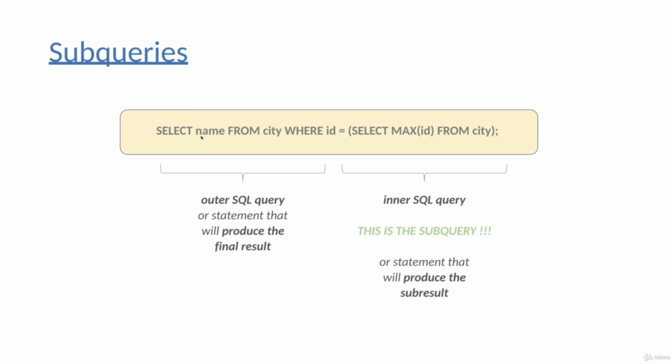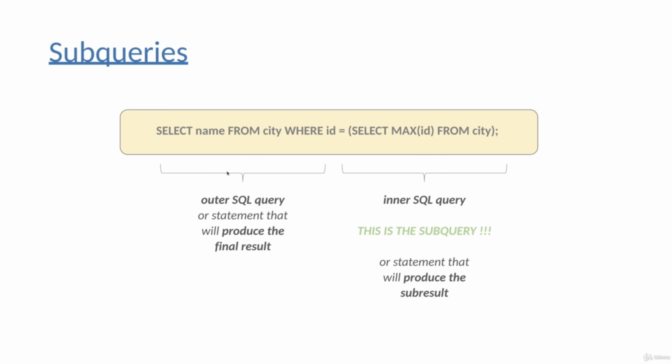We would like to select the name from the city database table where the ID of the given city is equal to another query. The query is within parentheses, as you can see, and we select the maximum ID from the city. So basically, what's going to be the result? The ID is going to be the ID of the last item in the database, and then we select the name from the city where the ID is equal to the ID of the last city. So basically, this subquery is going to return the name of the last city in the database table.